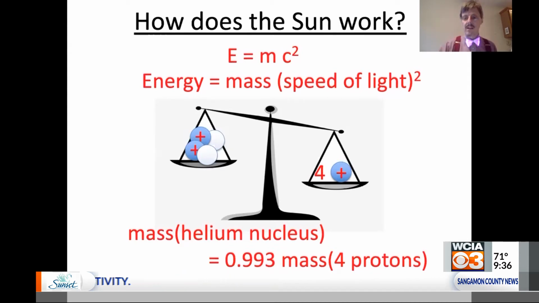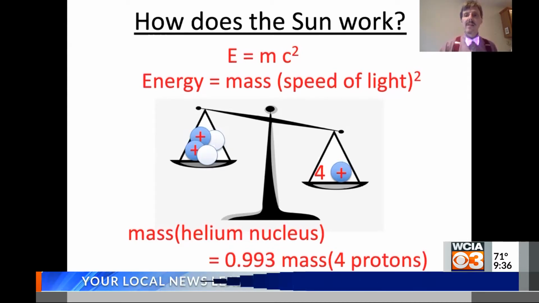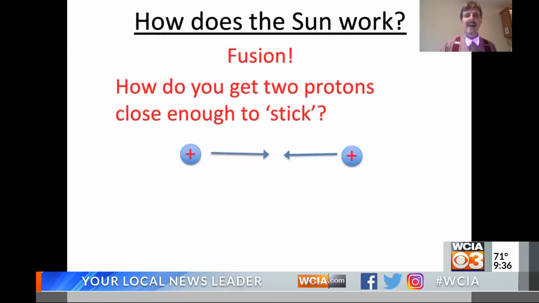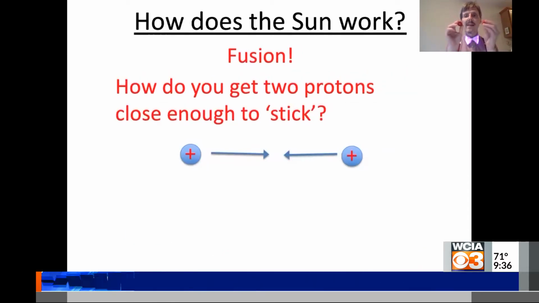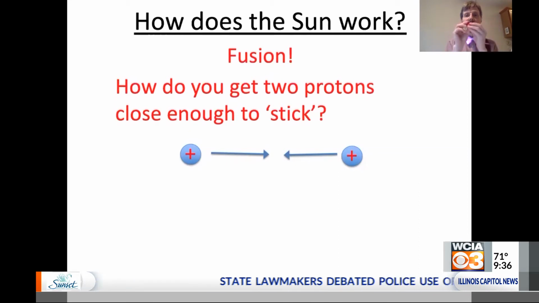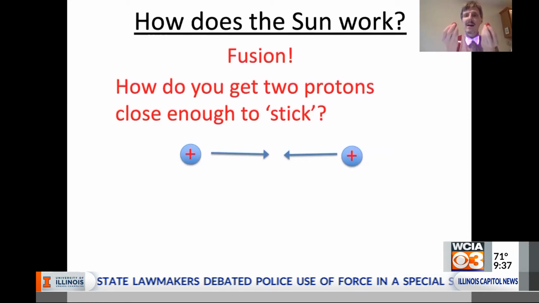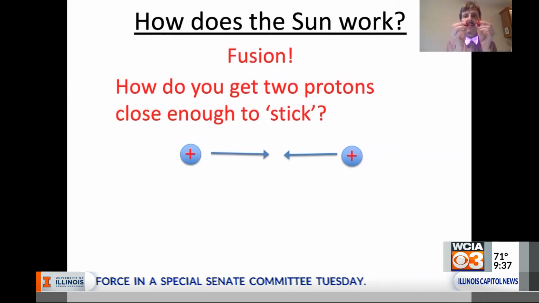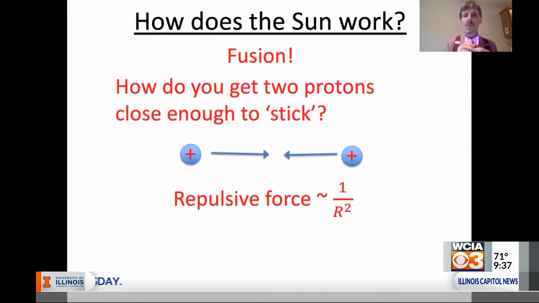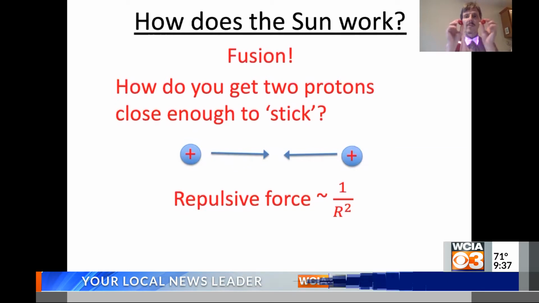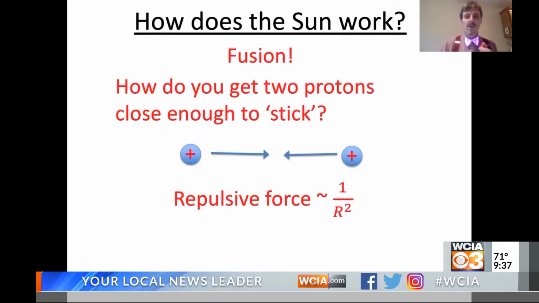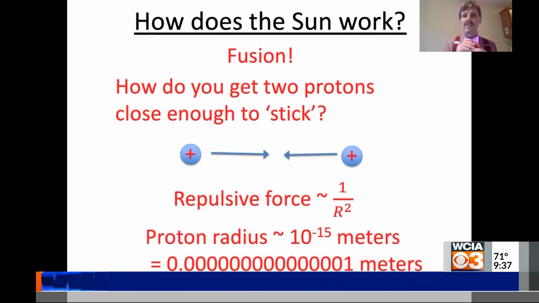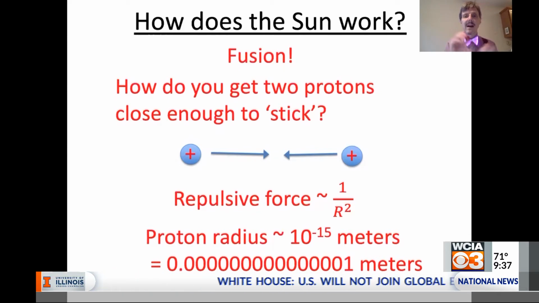Okay, but it turns out there's another mystery. And the mystery is, how do we actually get 2 protons to stick together? They're only going to stick together if they're basically on top of each other, but they're both positively charged. And I'm sure you've heard that like charges repel. So as I try to push them together, they're going to repel each other. In fact, the force of repulsion goes like 1 over the distance squared between them. And because protons are very small, only like 10 to the minus 15 meters in radius, that's a very small number. When I square that, that's an extremely small number. And then I take 1 over that to get the force.